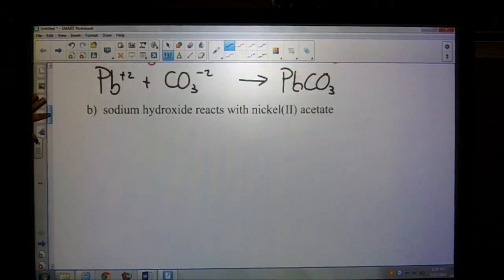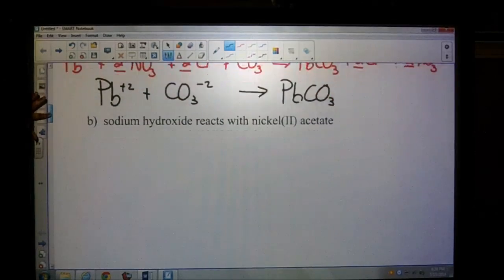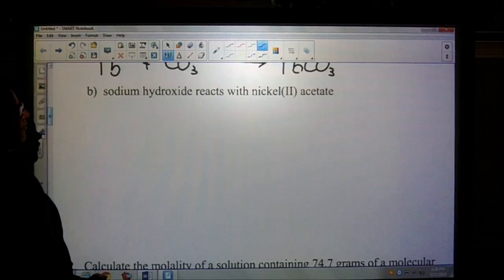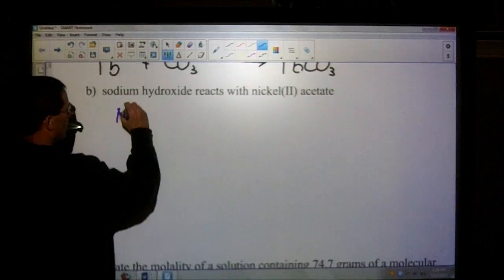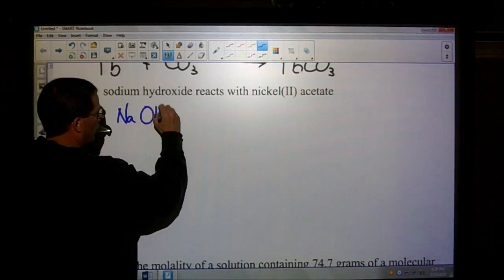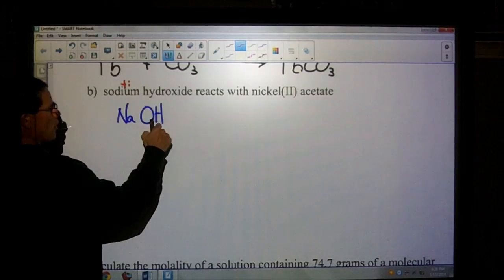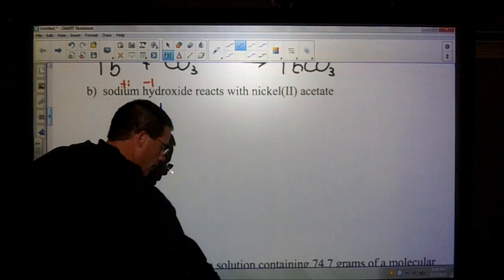All right, so let's look at the next one. Take a look at that one. So part B says sodium hydroxide reacts with nickel 2 acetate. So sodium hydroxide, again, write one of each, come back and check the charges. Sodium has a +1 charge, hydroxide has a -1 charge. That one's good as written.